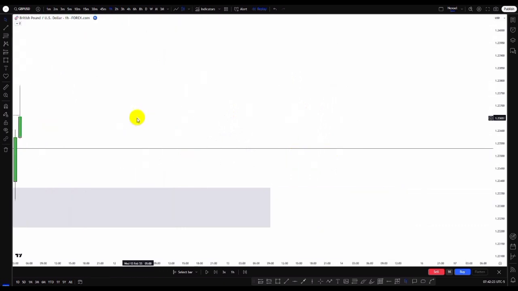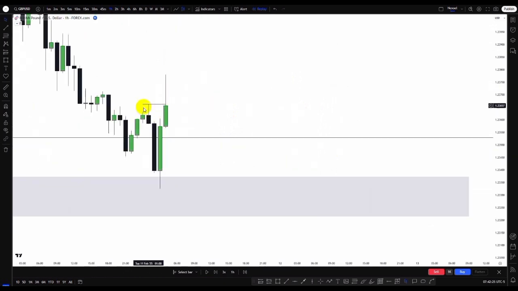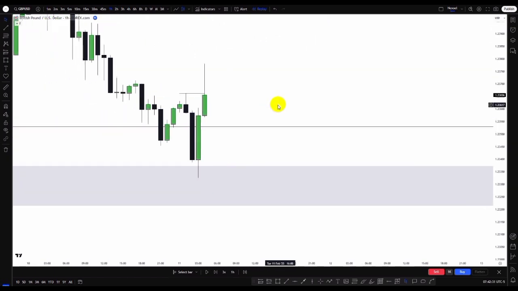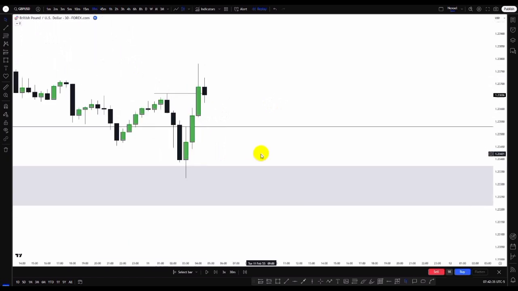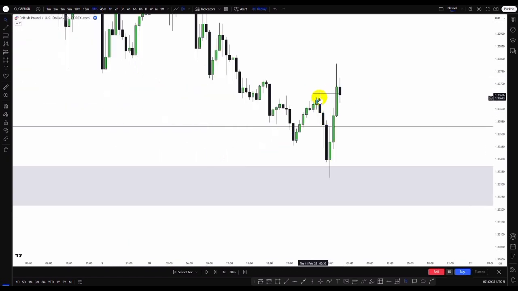So this is a 1-hour time frame. What we can see is just a sweep of the high, but here we have a change in state of delivery. We can also check the 30-minute time frame if you want to. So here in the 30-minute time frame, you can also see we have a market structure shift. So back to the 1-hour time frame.